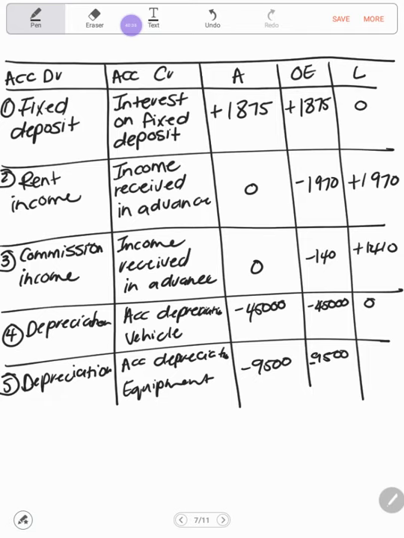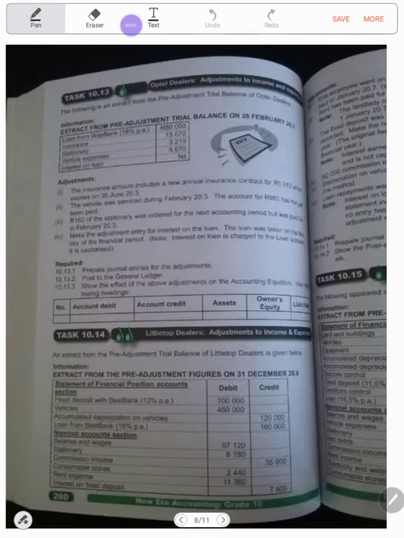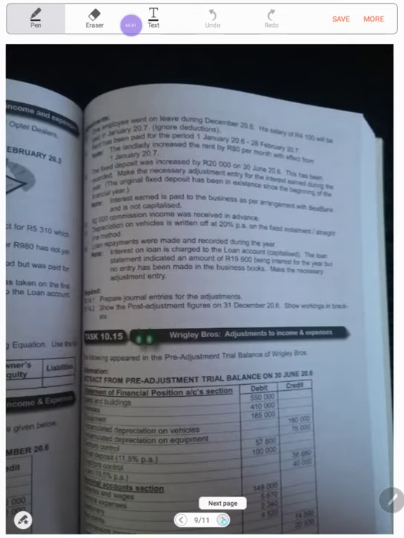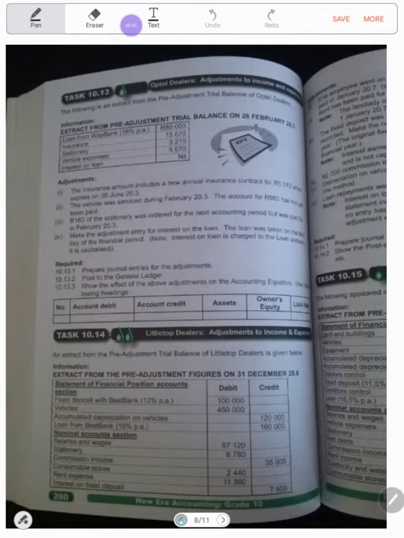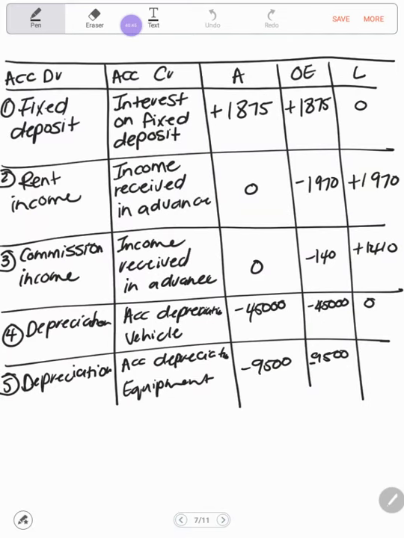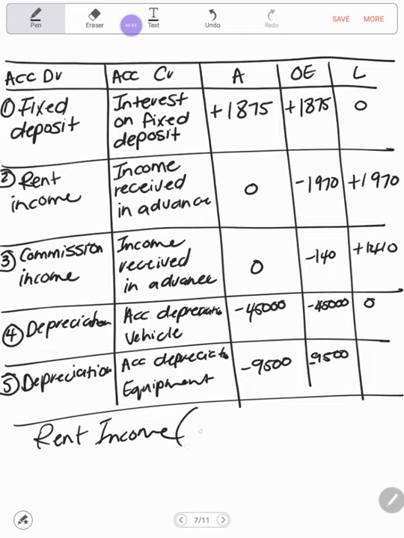Subtract. All right. Moving along to the post-adjustment trial balance, which they've given you. You'll just say your rent income, open bracket, it was 13,040, but you've received 1,820.